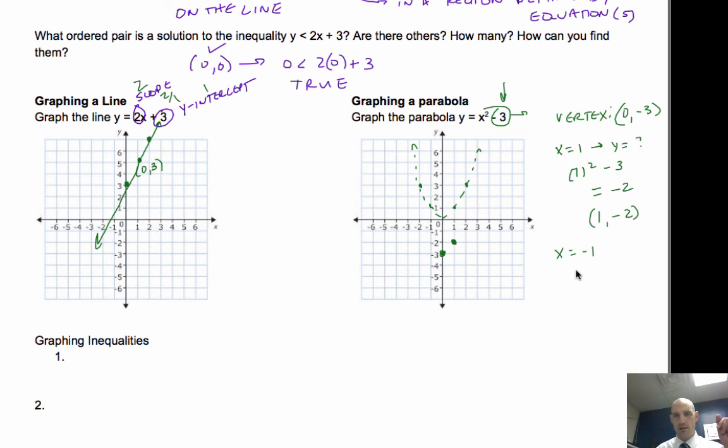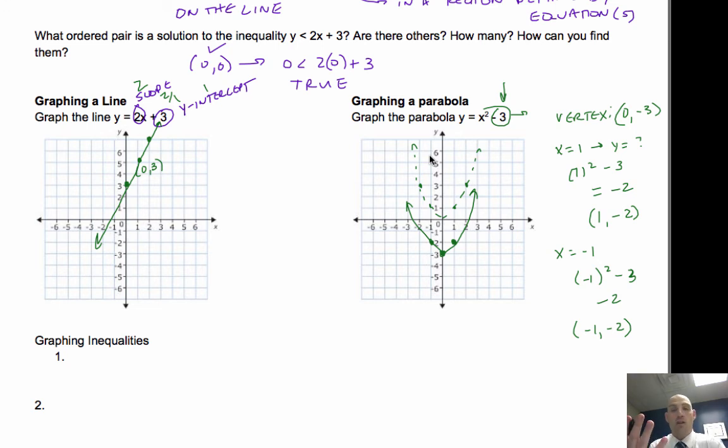And so if I do x equals negative 1, so it'd be negative 1 squared minus 3 would be minus 2. So my next point is negative 1, negative 2. So it's going to go up like this. And that's not surprising. It's that parabola that we had moved down.